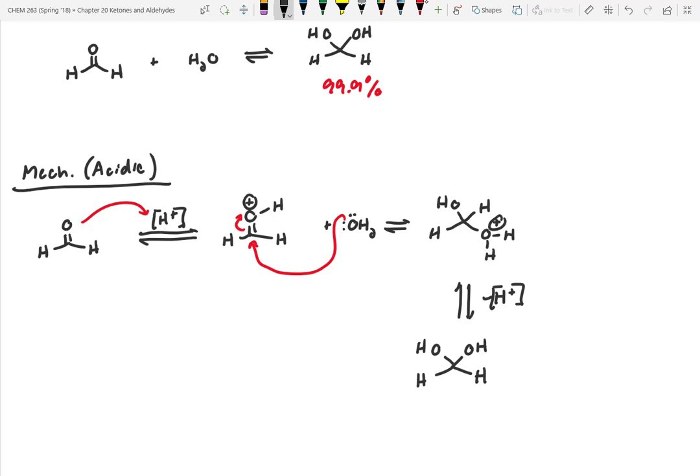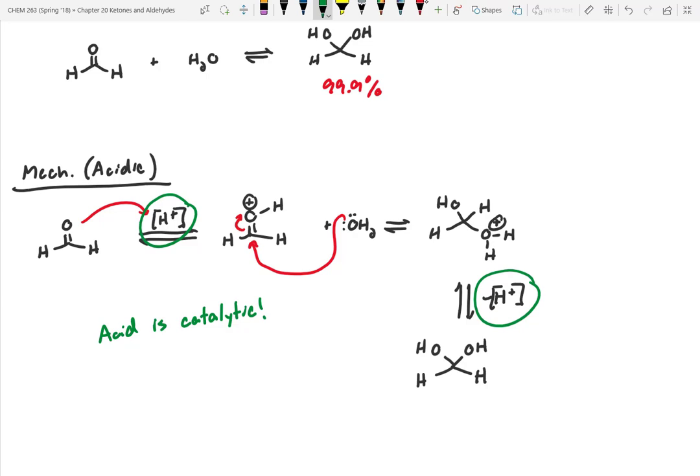The main thing to remember, though, is if we look at this, we're putting acid in and we're pulling it out. What does that mean regarding the acid? It's catalytic. So we're regenerating it at the end of the reaction.